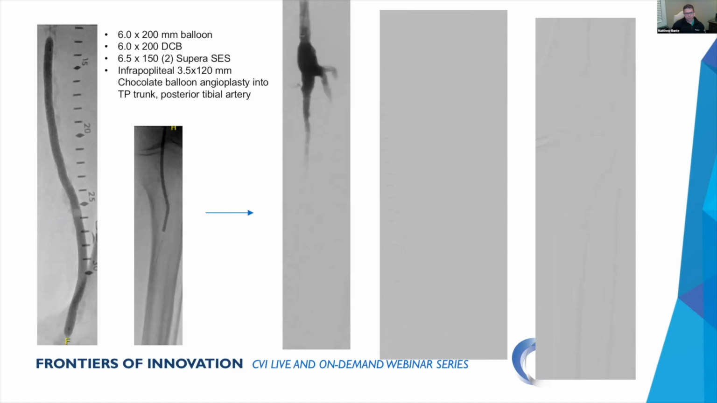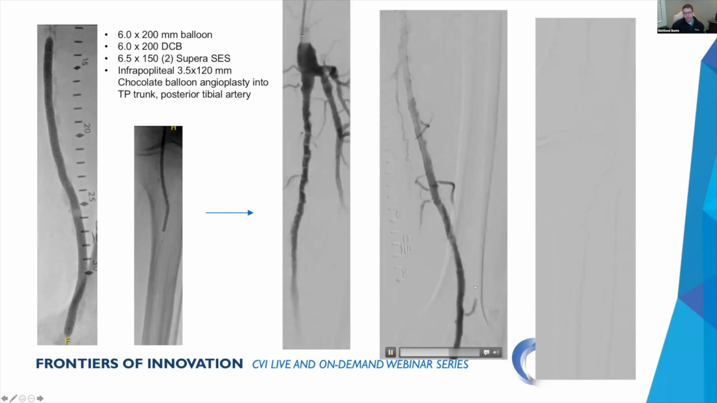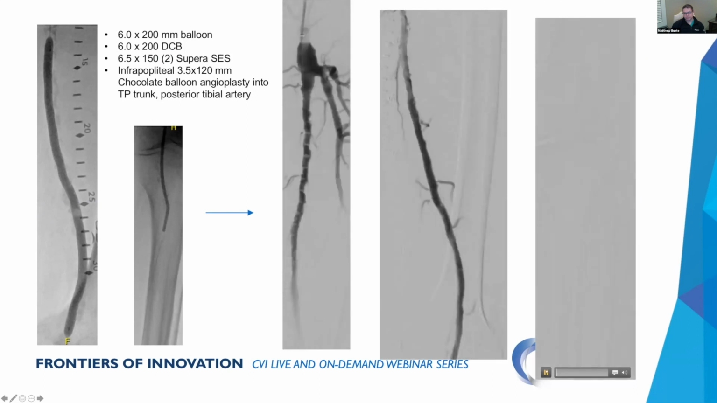You can see the balloon expansion is actually quite good. I used a nitinol cage Chocolate balloon below the knee to help restore the runoff. And so this is what I was left with at the end of the case after we deployed Supera self-expanding stents within the femoropopliteal segment.